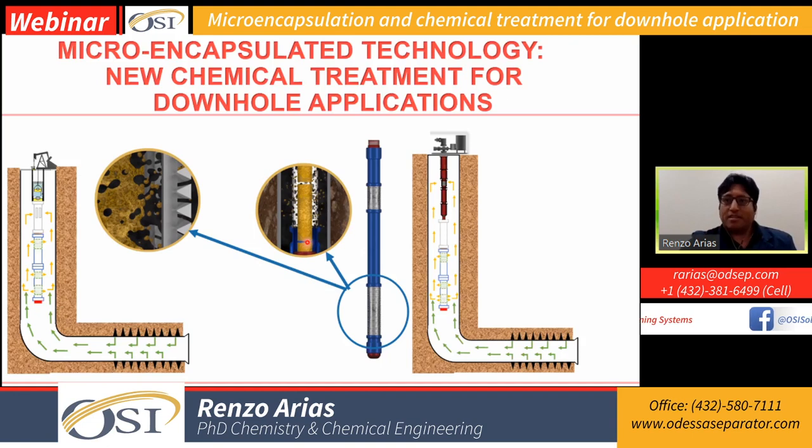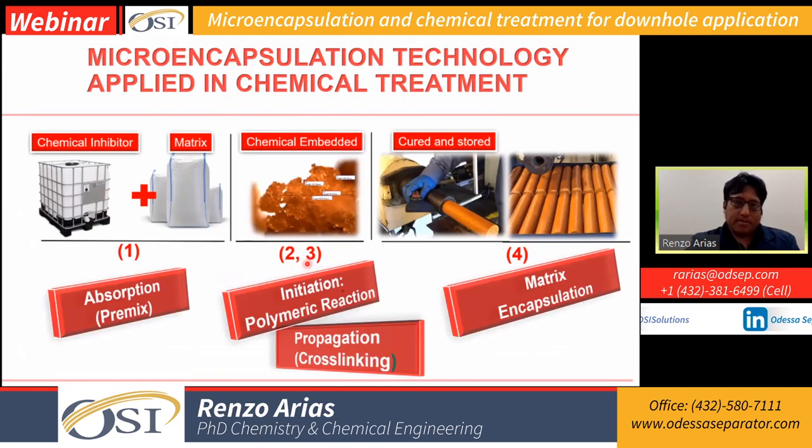So now the question that you may be asking is, how do you do this microencapsulation? Is it a simple process? The answer is no, it's not a simple process. You need to apply very strict quality control in order to get the right polymeric reaction. And we're going to see in the next slide how this microencapsulation works and how we do it on a bigger scale. Normally this microencapsulation is divided into four steps. In the first step, we have the chemical inhibitor in the lipid phase. Then we have the first step, which is the adsorption or premix, and we use an inert matrix.